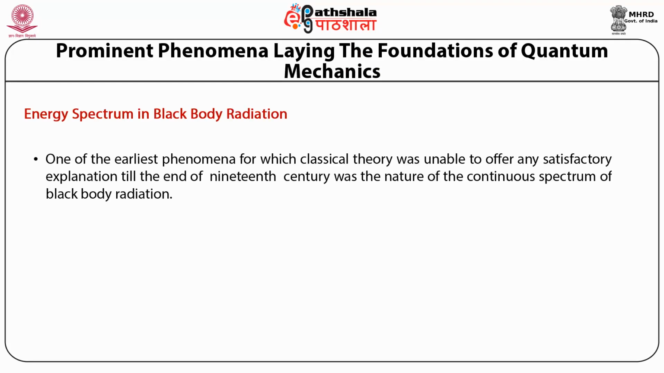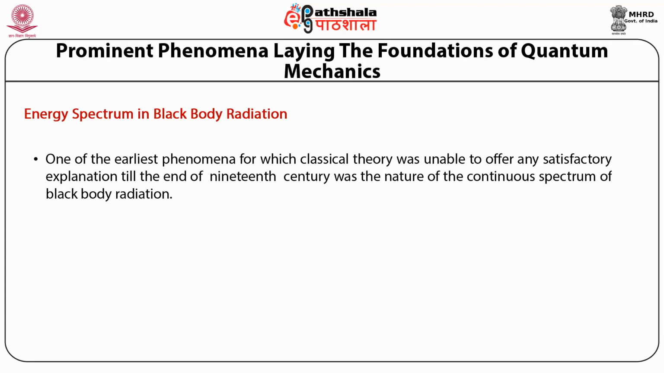One of the earliest phenomena for which classical theory was unable to offer any satisfactory explanation till the end of the 19th century was the nature of the continuous spectrum of blackbody radiation. We all know that when an object is heated sufficiently so that it gets red hot, it emits light at the red end of the spectrum. Further heating causes the color of the emitted light to change towards shorter wavelengths or higher frequencies.